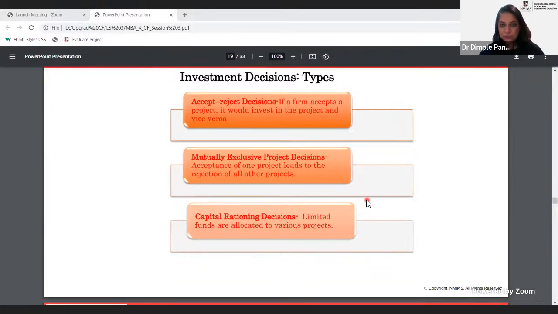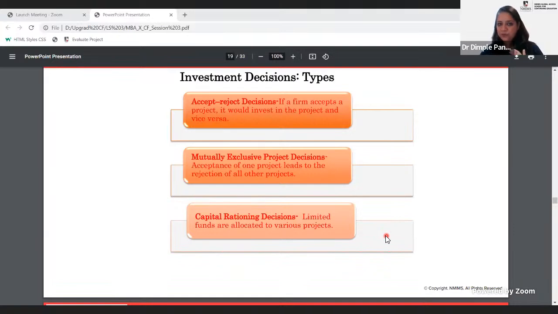Any investment that we do, we have to take a call whether I want to accept the project or reject the project. And if it's mutually exclusive, which one of the 2 or 3 I have to select. And if I select one, definitely it means I'm rejecting the others. And capital rationing decision means how are we allocating our limited funds to various projects? That is called capital rationing. How are we allocating the funds to various projects? Because money is a limited resource.